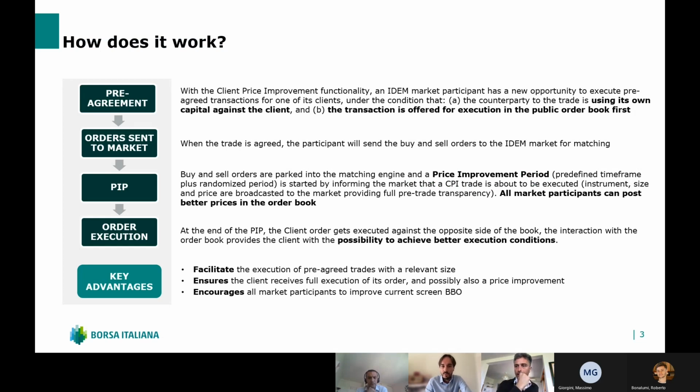How does it work? Any direct member of the exchange has the opportunity to execute a pre-agreed transaction for one of his clients under a couple of conditions. First of all, he is using his own capital against the client, and second, the transaction is again offered for execution in the central order book. Let me reiterate this point: this functionality, for the very first time, is liquidity additive.